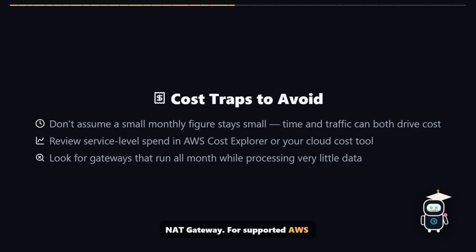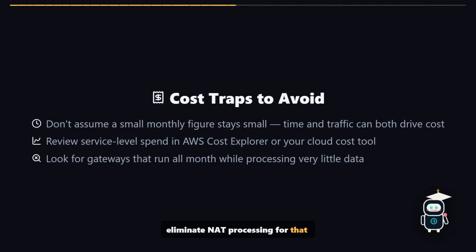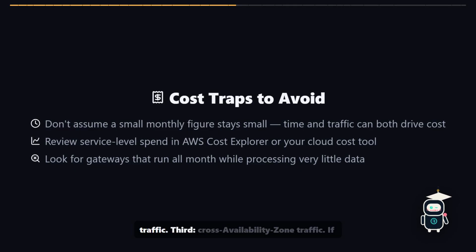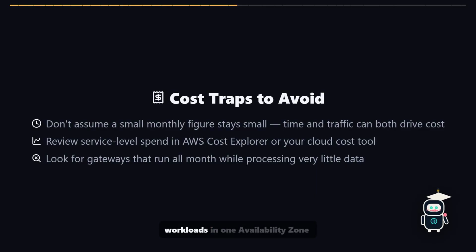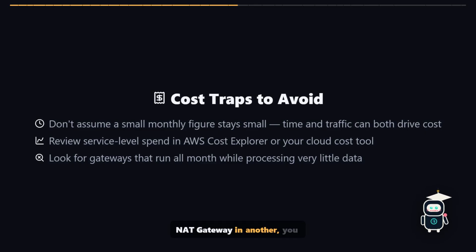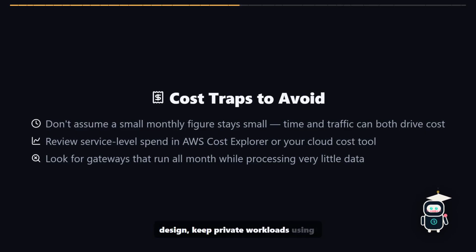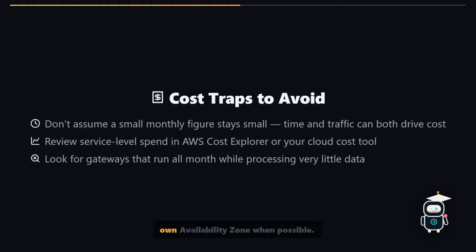For supported AWS services, VPC endpoints can provide a private path and may eliminate NAT processing for that traffic. Third, cross-availability zone traffic. If workloads in one availability zone send traffic to a zonal NAT gateway in another, you have created an unnecessary cross-AZ path. For the classic zonal design, keep private workloads using a NAT gateway in their own availability zone when possible.